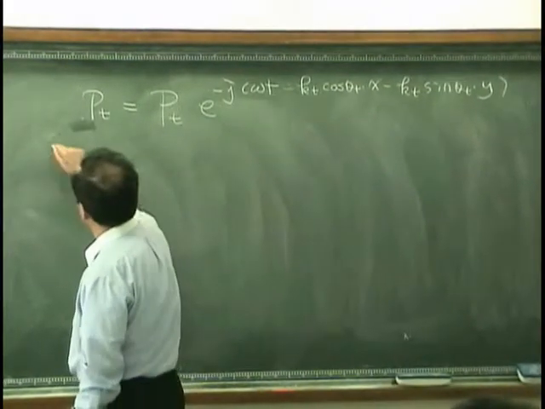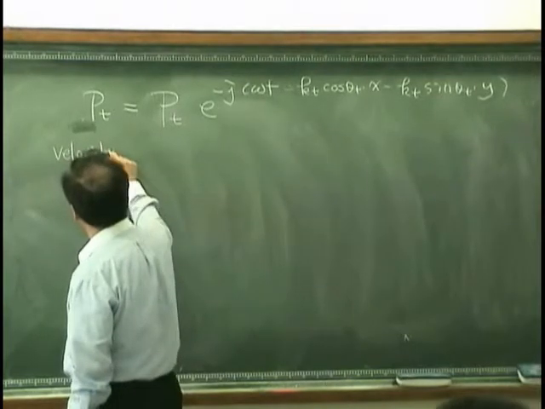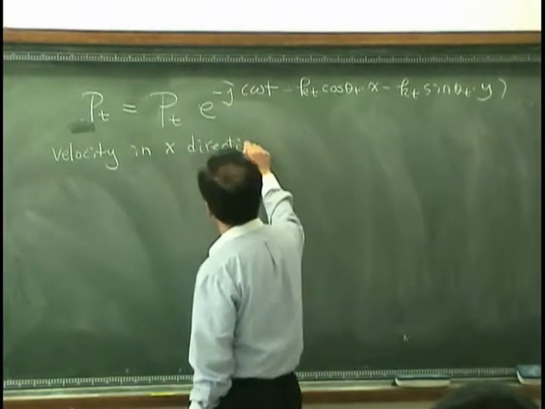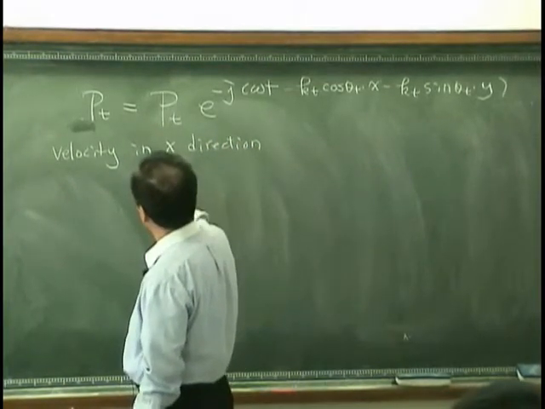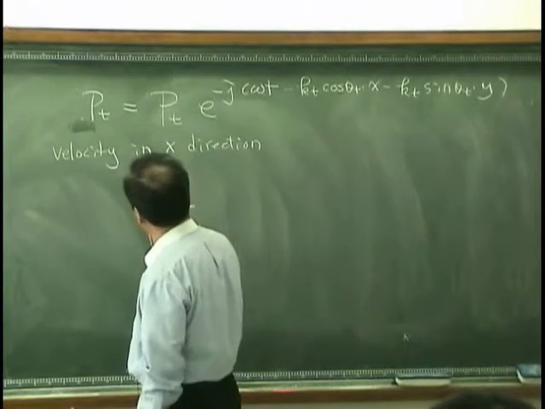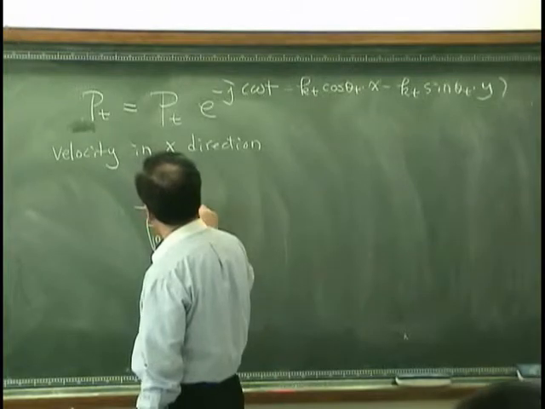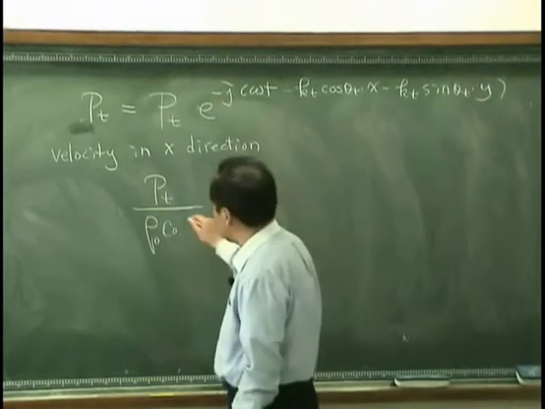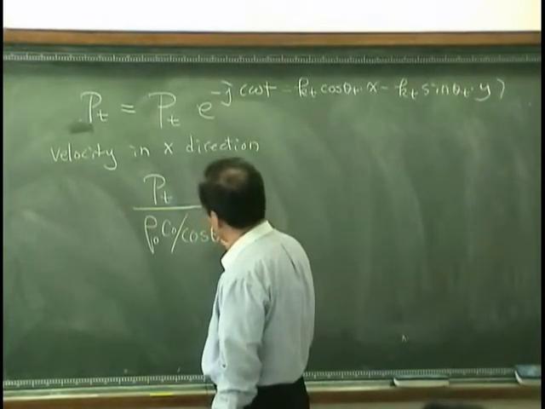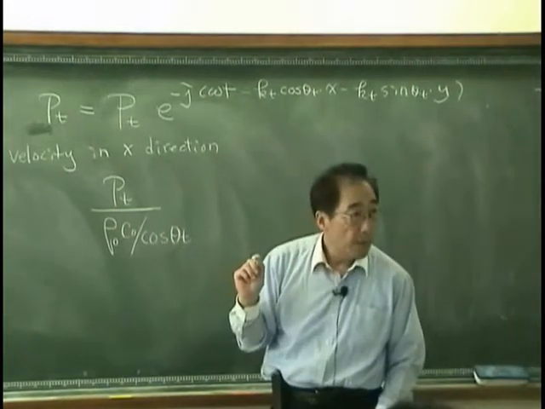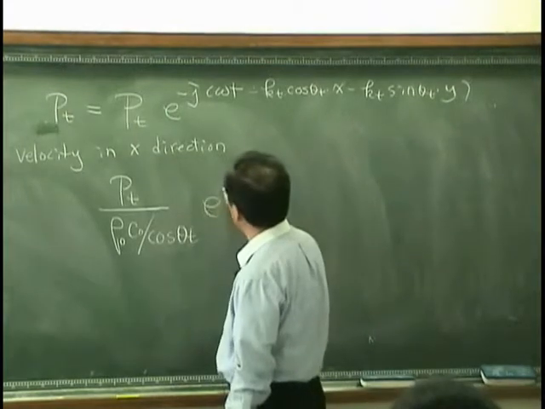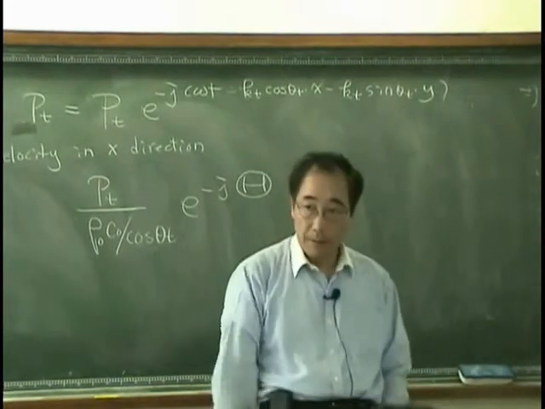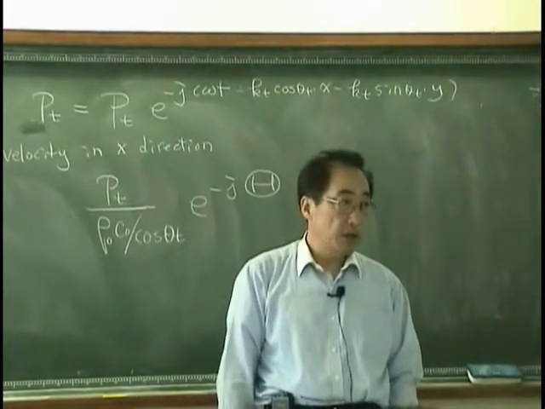The velocity, on the other hand, in x direction is what? Pt over rho 0 c0, right? And cosine theta t, right? And exponential minus j, say this is theta, okay? Capital theta includes all the omega t, kt, something else.